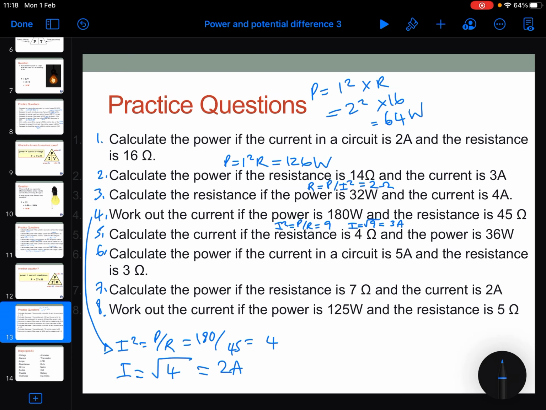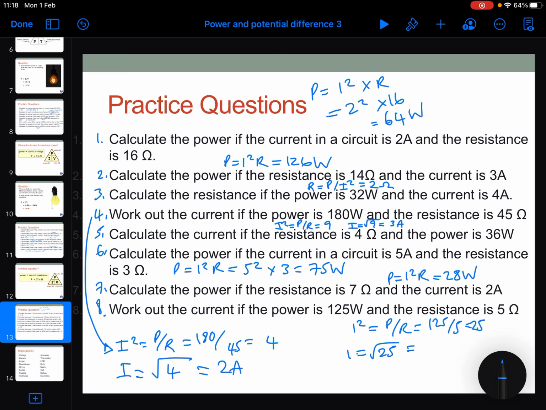Number 6, calculate the power. So P is I squared R. So that's 5 squared times 3. So what's that? 25 times 3 is 75 watts. Number 7, power again is current squared times resistance. So 2 squared times 7, so 4 times 7 is 28 watts. 8, working out current again. So I squared is P over R. 125 divided by 5, so that's 25. I is the square root of 25, which is 5 amps.